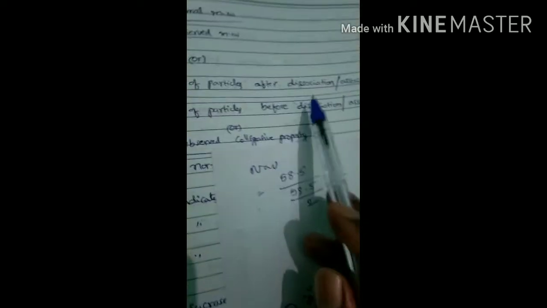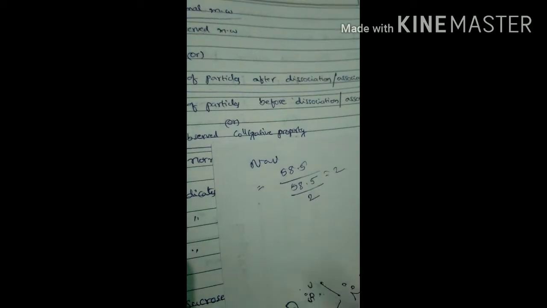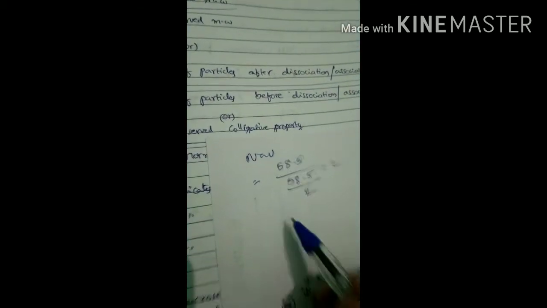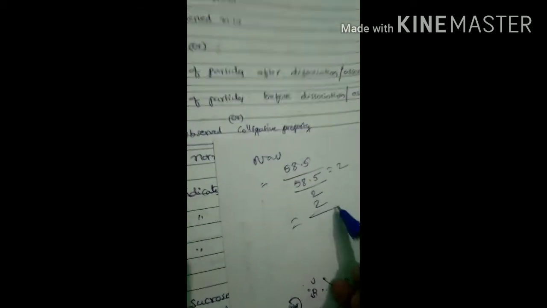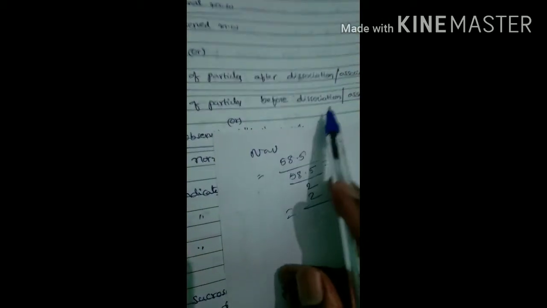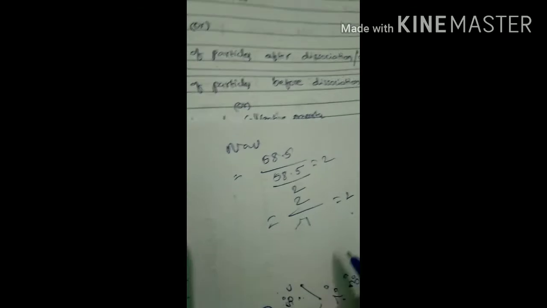If you use the second formula, then also we get the same value, that is 2. Number of particles after dissociation or association: when NaCl is present in water, we get 2 particles after dissociation, divided by the number of particles before dissociation, that means 1. So 2 by 1, then also we get the same value. So this is very important for now.